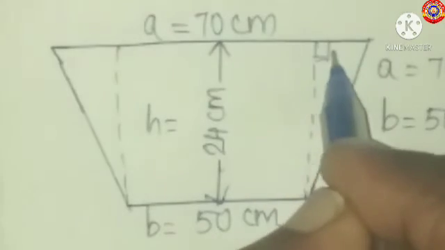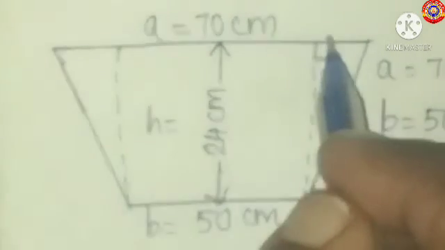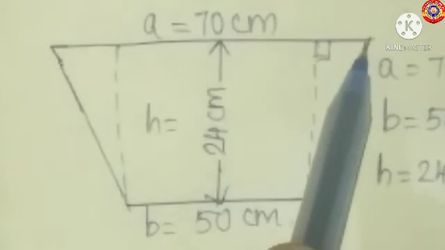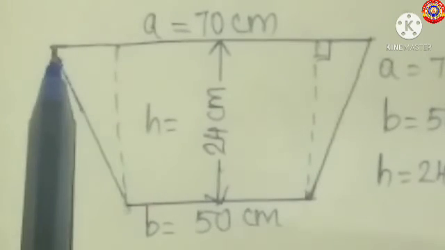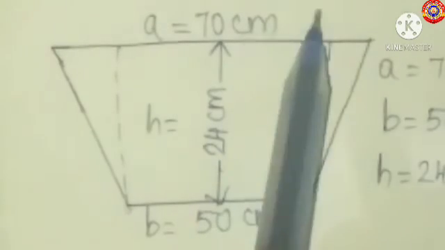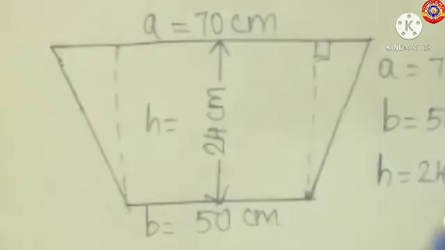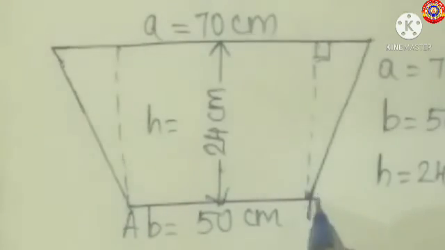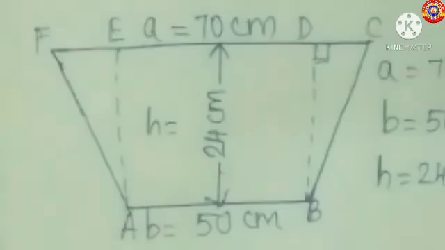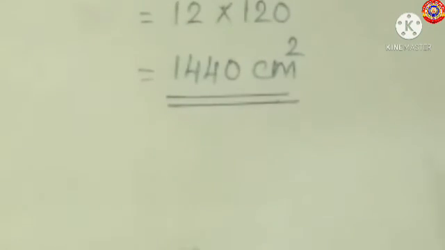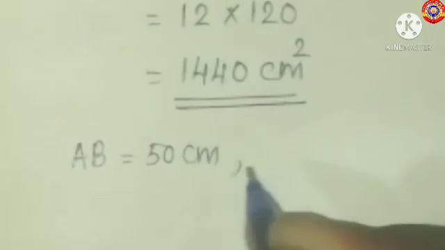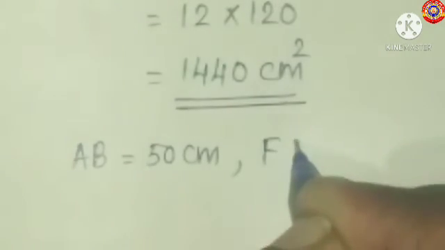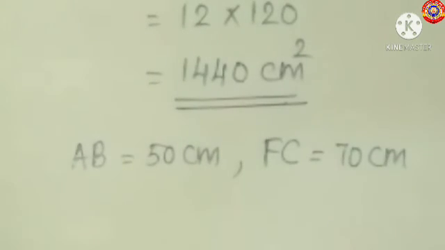Yes, this is a right angle triangle with this side as hypotenuse, right? Here it is given that the total length is 70 centimeter. Up to this is 50 centimeter. So, the total of these three lengths becomes 70 and so we can find this length easily. Let's name this figure A, B, C, D, E and F. Okay. Now from the figure we can write AB equal to how much? Yes, 50 centimeter and FC equal to 70 centimeter.